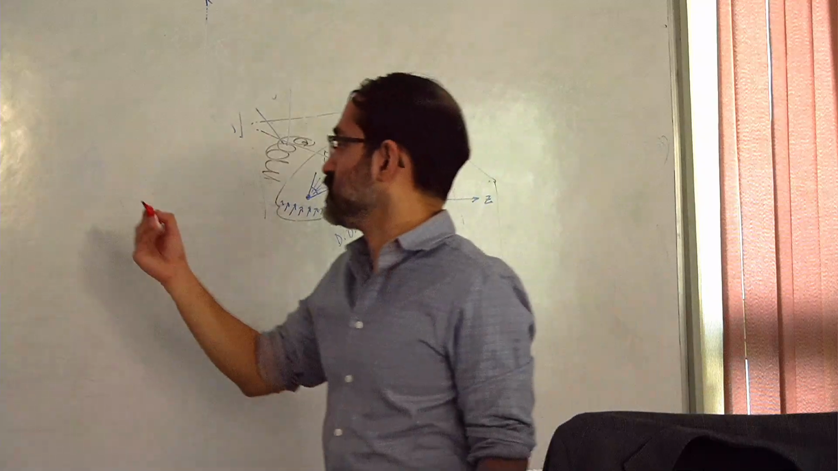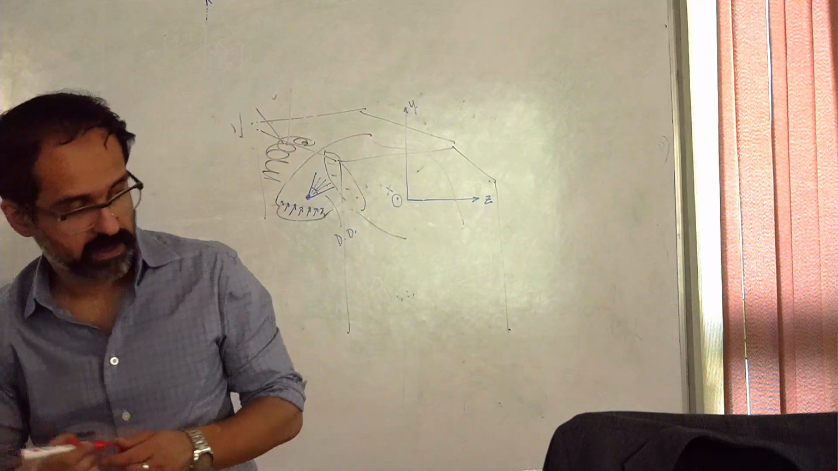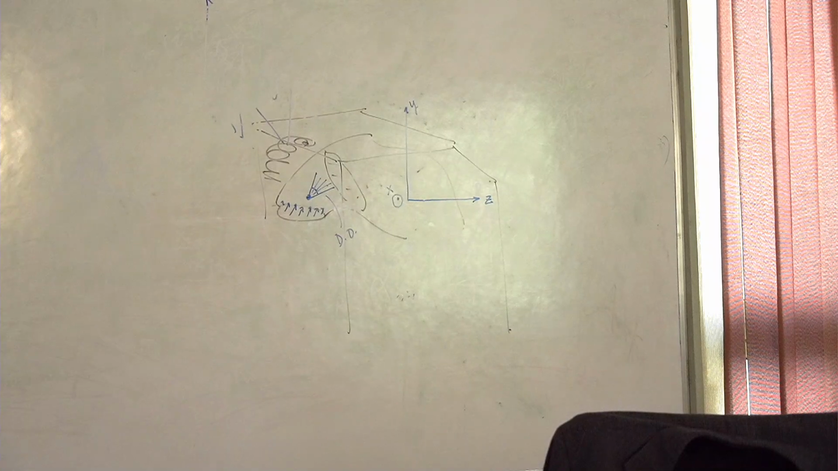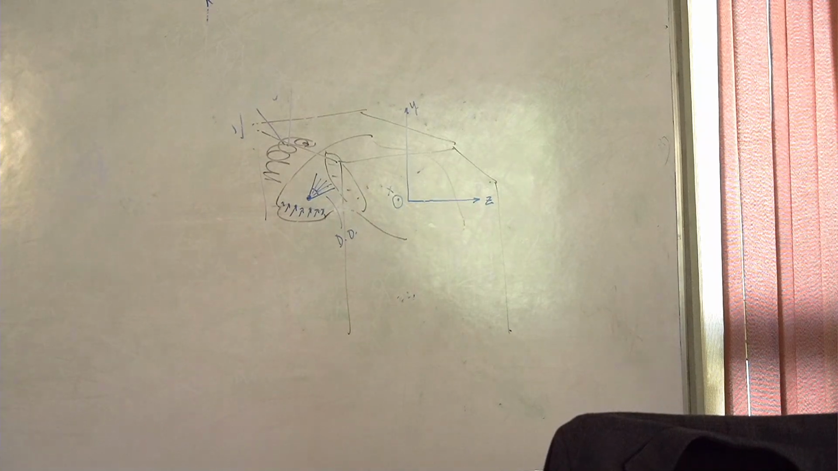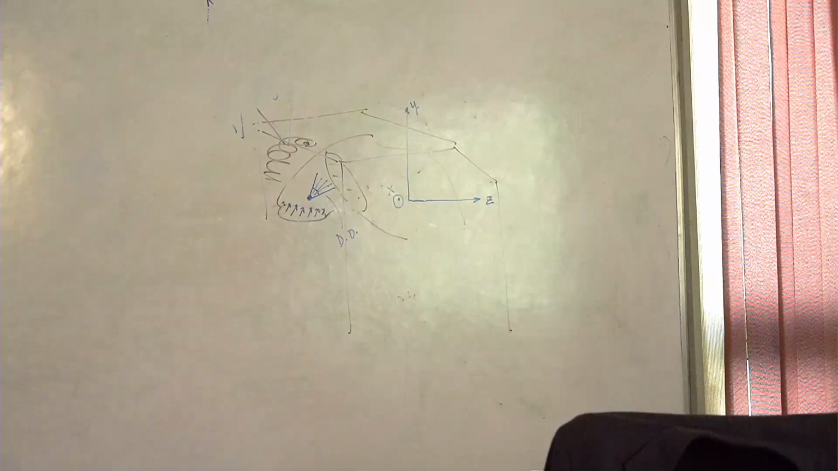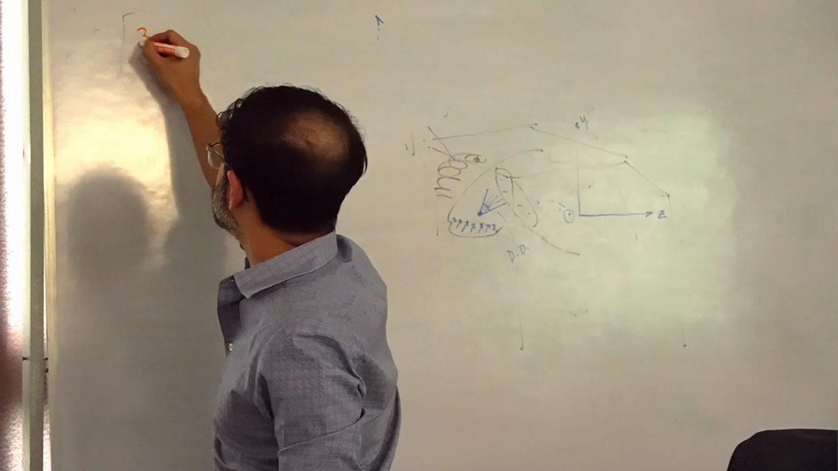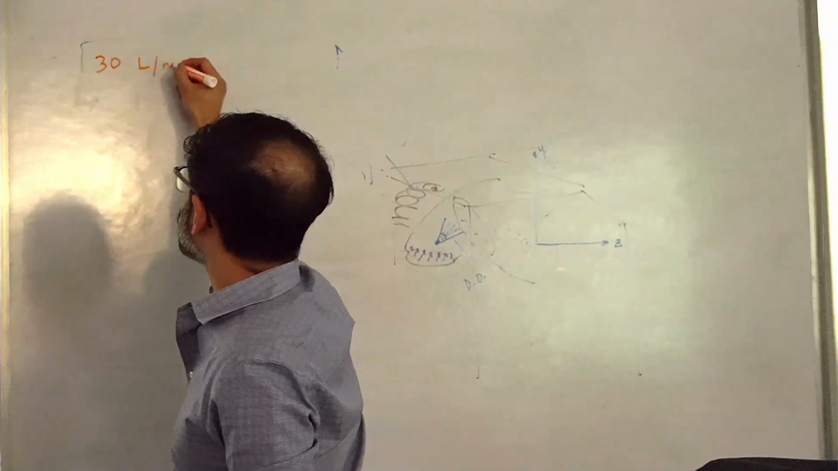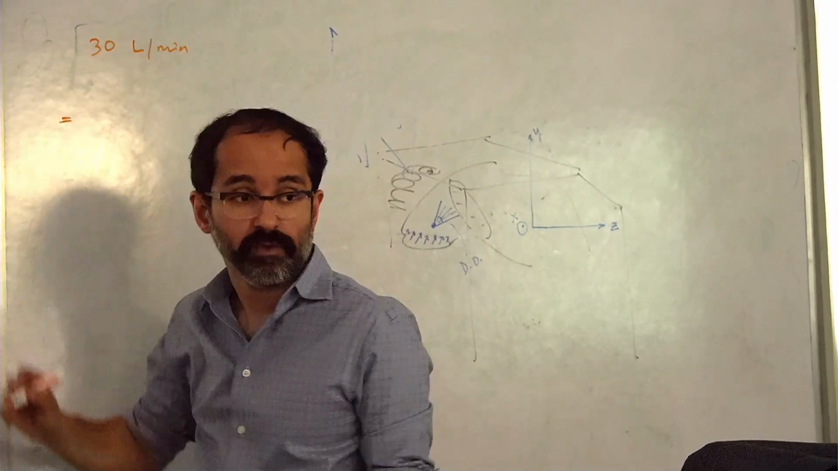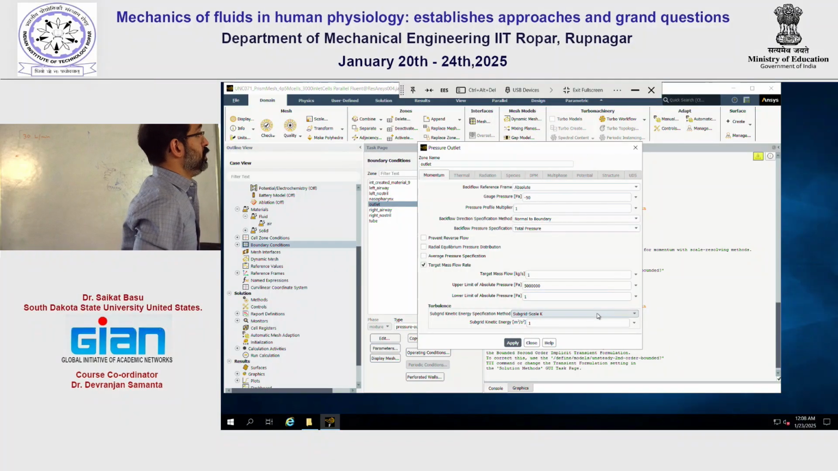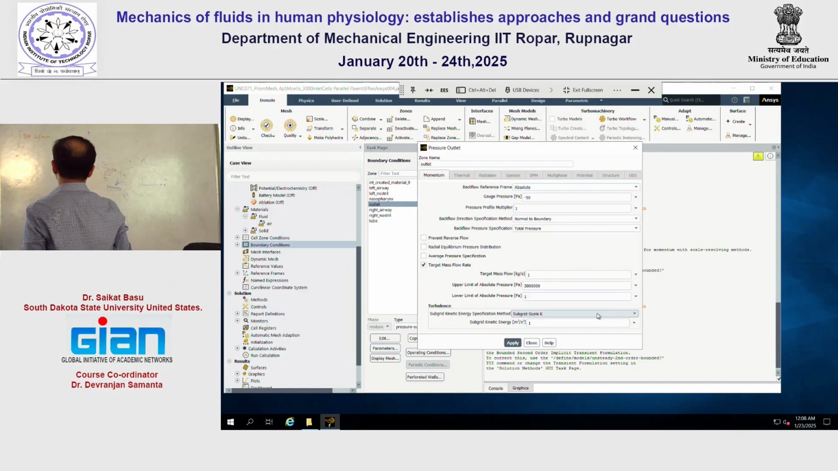So 30 liters per minute. So we have to convert 30 liters per minute to what is the unit over here? It is in kg per second. So we have to convert that to kg per second.